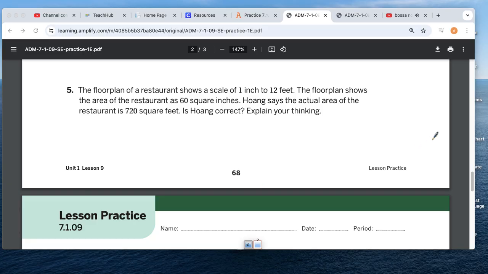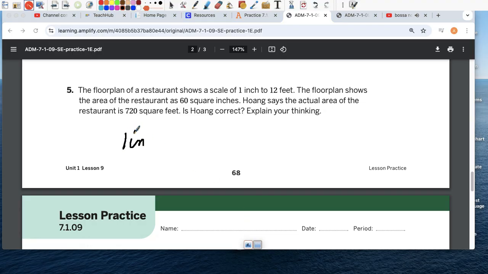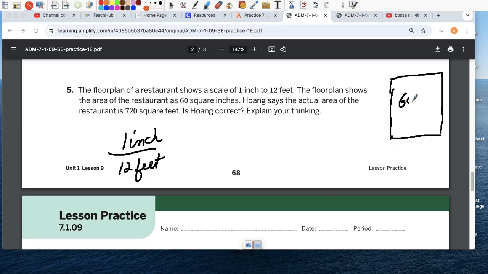Number 5. Floor plan of a restaurant. So let me draw the restaurant. It's a scale. Let me write that scale first. It's 1 inch. It's 12 feet. So every inch on your picture is 12 feet in real life. The floor plan shows the square area of the restaurant, 60 square inches. So here is our floor plan, and I'm going to write 60 square inches.